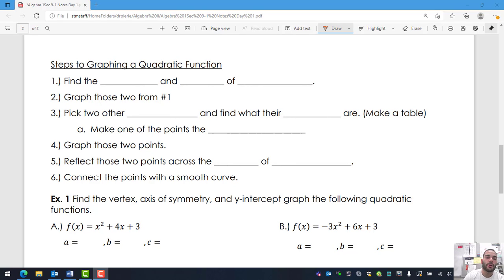All right, so what we're going to do right now is talk about the steps for graphing a parabola. There's a lot there, but if you just remember the steps and you're able to follow the sequential directions, it's really not that bad.